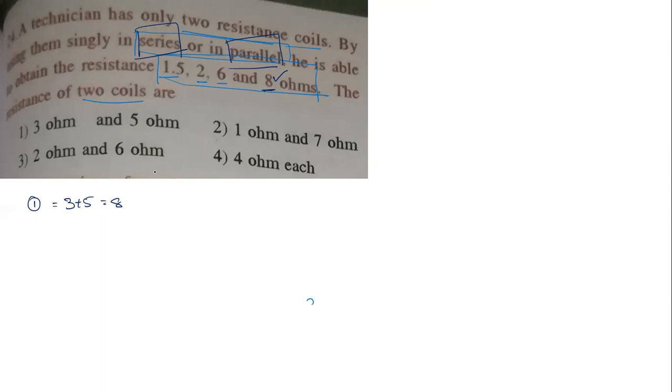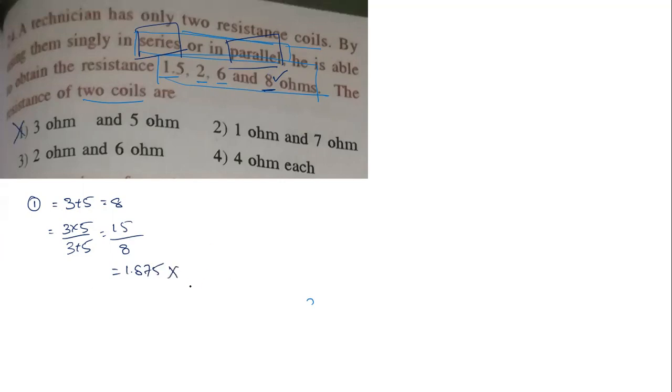Next, let us connect these 2 in parallel combination. It will be 3 into 5 by 3 plus 5, which is 15 divided by 8. What is the value of 15 by 8? 1.875 you're going to get. Is that possible anywhere? No. So the first option is wrong.